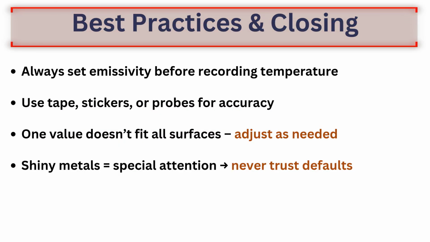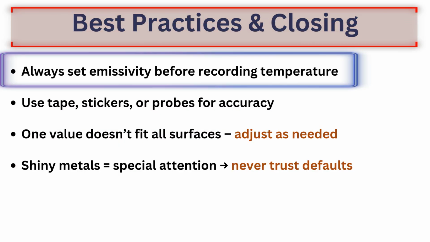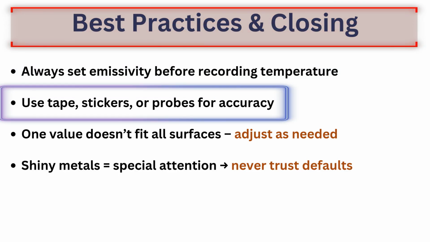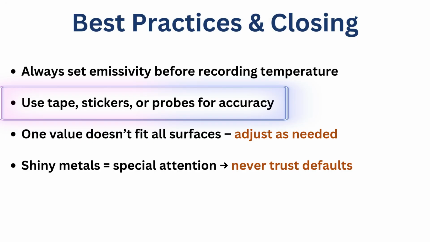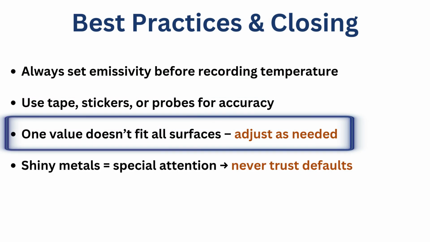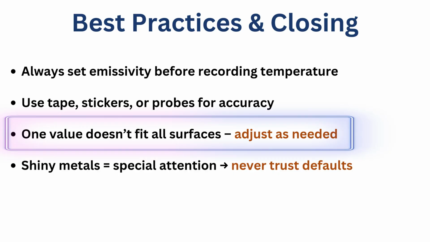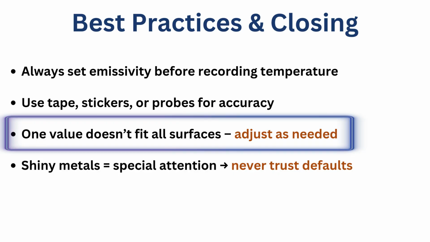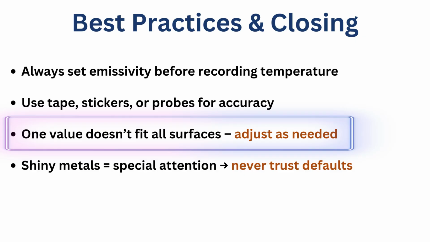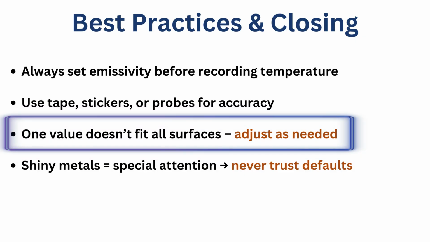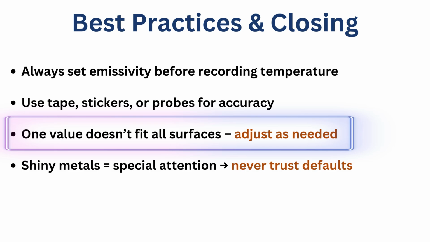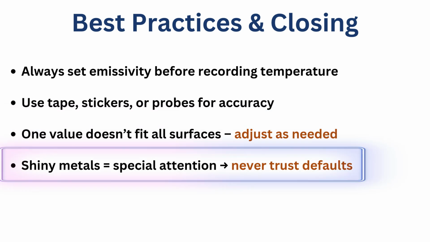So let's summarize this video. What we learned in this video is that we always have to set the emissivity before recording the temperature data. Second, how we can use tape, stickers or contact probes for accuracy. The third thing we learned is that one emissivity value doesn't fit all surfaces, because all materials have different properties, so there may be slight differences in emissivity. And the last thing we learned is that shiny metals need special attention. Why? Because shiny materials always have low emissivity.